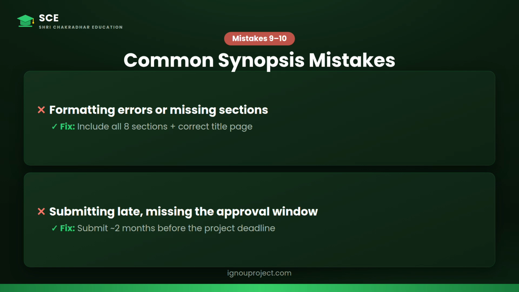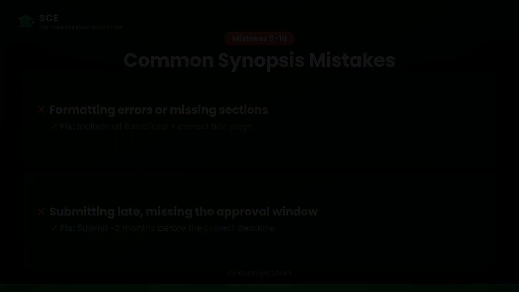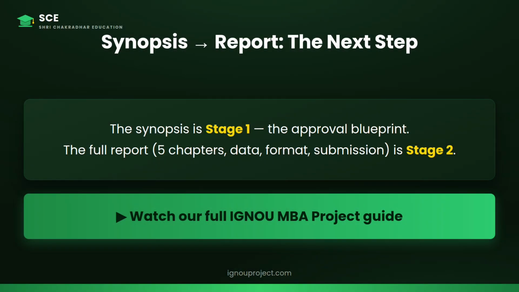Avoid these 10 mistakes, and your synopsis has a very strong chance of approval on the first attempt. Now, before we close, let's connect the synopsis to the bigger picture and then answer the 20 questions students ask most. Remember, the synopsis is only stage 1 of your MBA project. Once it is approved, stage 2 begins. The full project report, with its 5 chapters, literature review, data analysis, formatting, and final submission to your regional center.